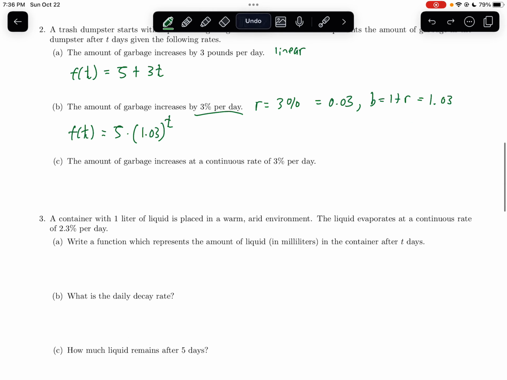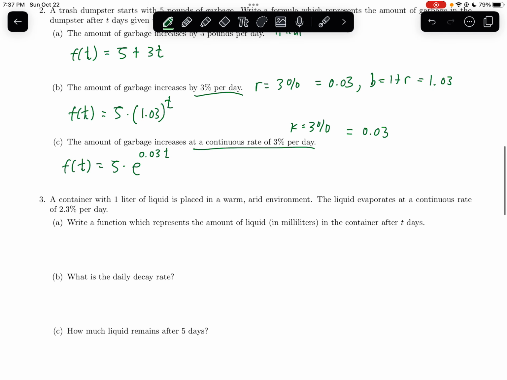That's not optional. And then finally, it increases at a continuous rate of 3%. If you see continuous, that's implying that k is 3%. So then this is 0.03, and it's increasing, so it's positive, right? So f of t is the initial value, 5, times e to the kt. You don't have to find the growth factor, right? That wouldn't even do you any good here. So this would be your representation.